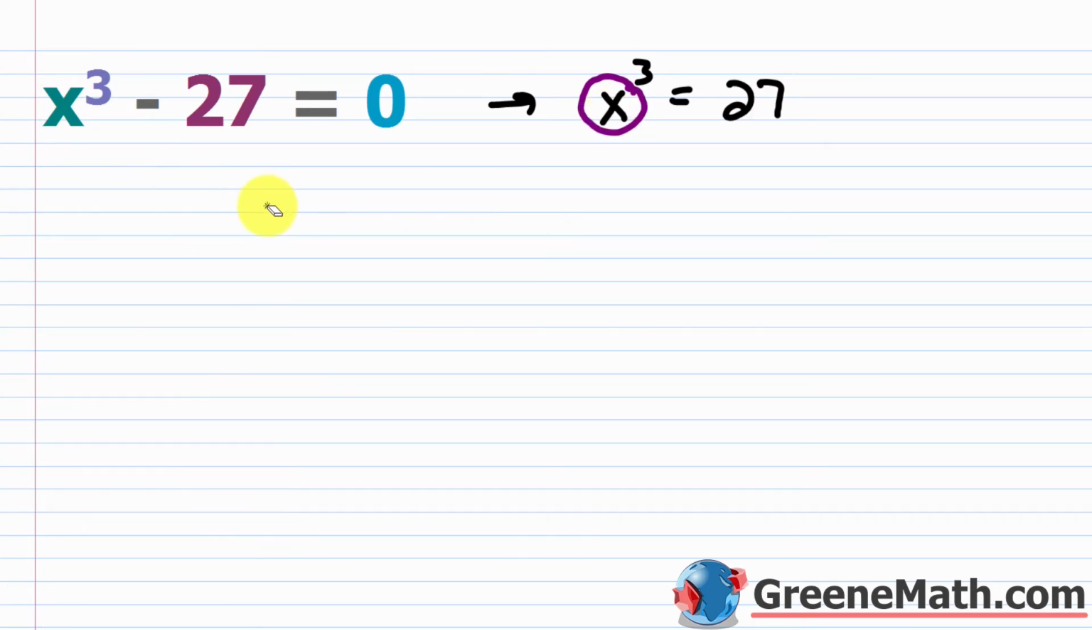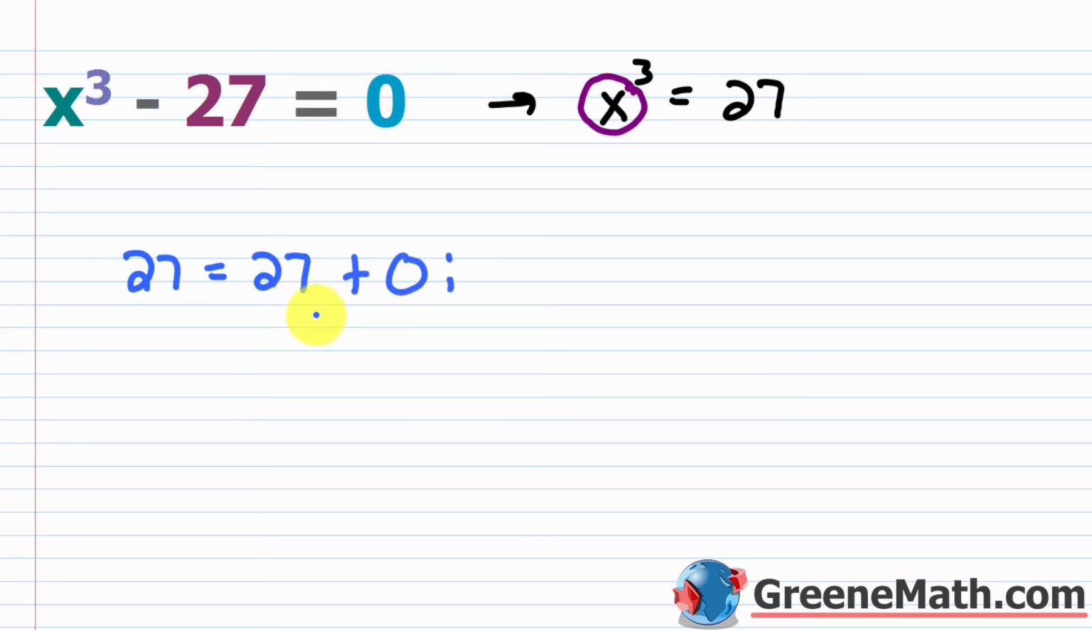So you might be thinking, well, 27 is a real number. Remember, all real numbers are complex numbers. The real number system is a subset of the complex number system. I can write 27 as 27 plus 0i.